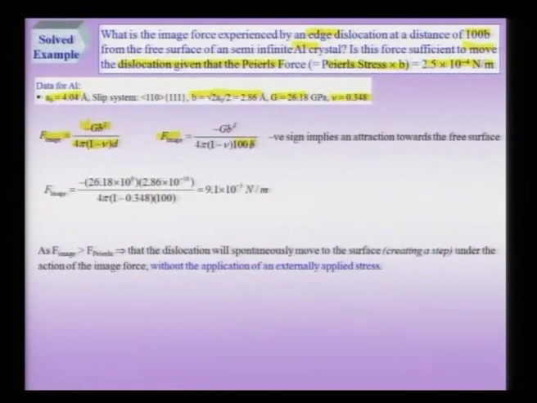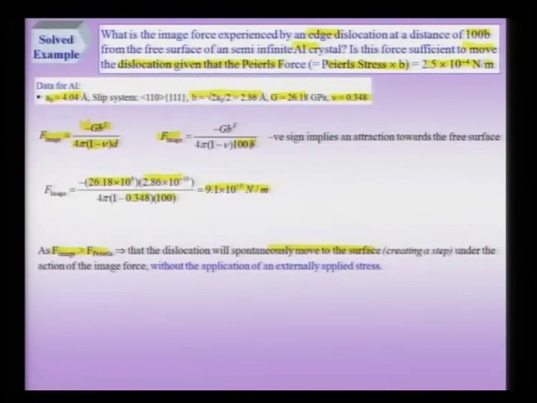So, the image force, given the fact that now the distance is 100 b, can be calculated by plugging in the value of G, the Burgers vector b, the value of the Poisson's ratio and the distance from the free surface, and it turns out to be 9.1 into 10 power minus 3 Newton per meter. Clearly, the image force is greater than the Peierls force. That means the dislocation will spontaneously move to the surface and leave the crystal.